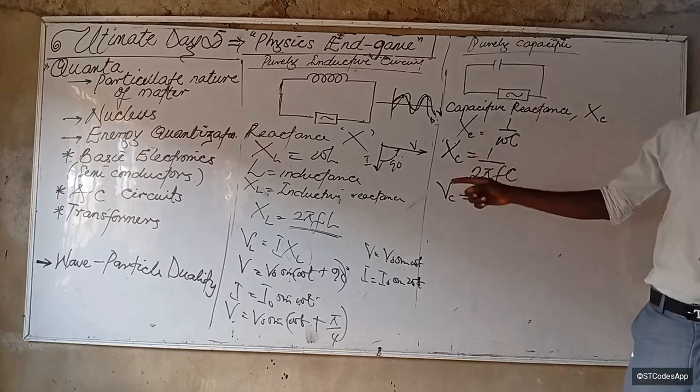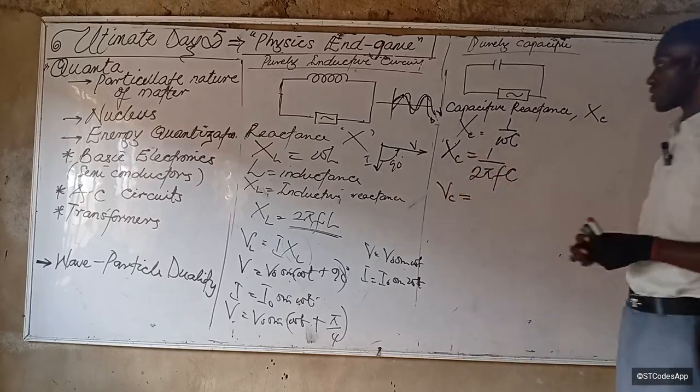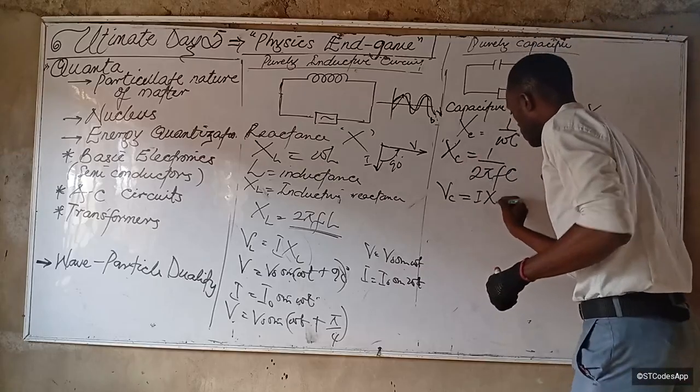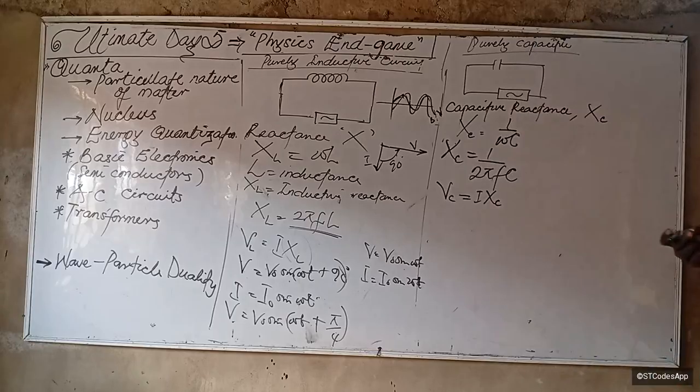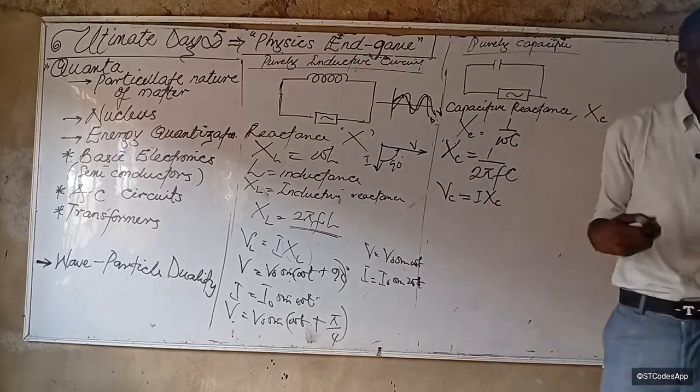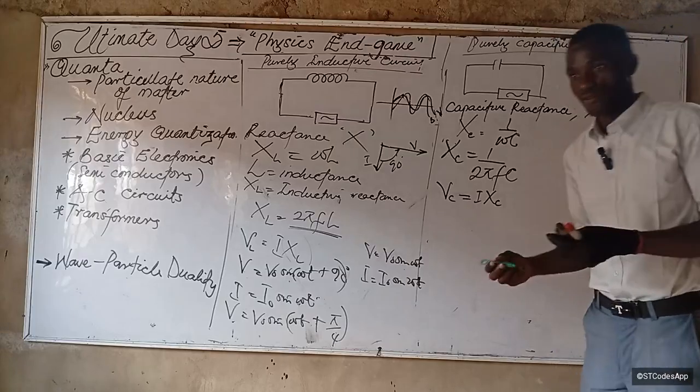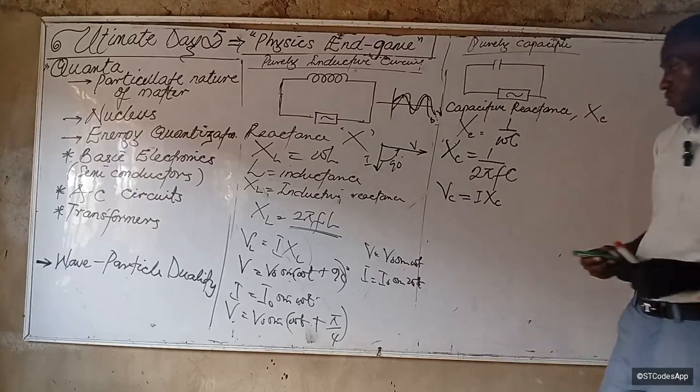Okay, you've seen this kind of graph before. Do you understand? Now, V sub C here is going to be current times X sub C. Although, almost like there are forms of resistance, only that they are not exactly from the resistor itself. So that's how we use different letters to represent them.